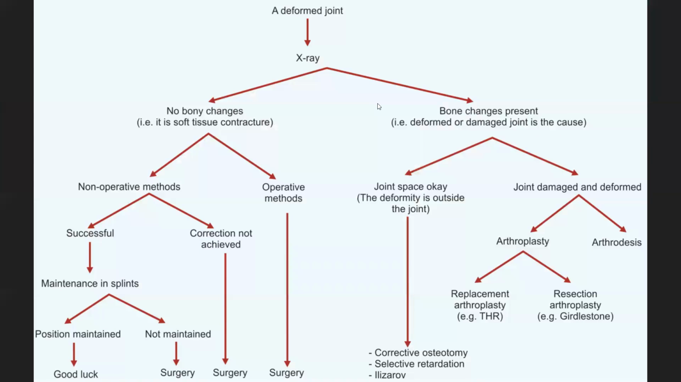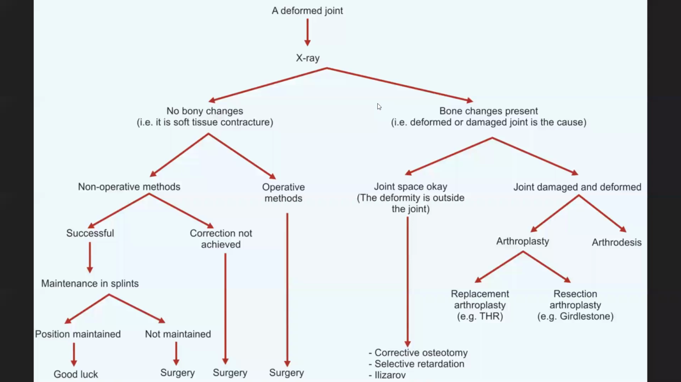Now a broad overlook as to how to go about managing a particular deformity case. Whenever you come across a patient with a deformity, you take an X-ray. If there are no bony changes in the X-ray, but the deformity is there, it's most probably a soft tissue contracture, which can be managed either by non-operative methods or by operative methods. Whenever bone changes are present, you review the X-ray again. If the joint is absolutely normal, that means the deformity is not in the joint, it is in the bone somewhere. So we can do a corrective osteotomy, Ilizarov, etc.